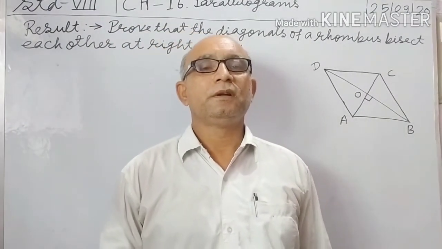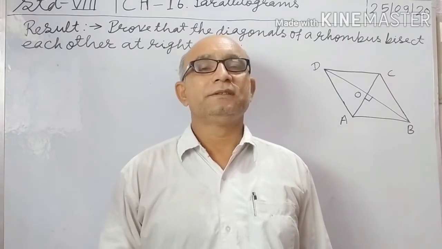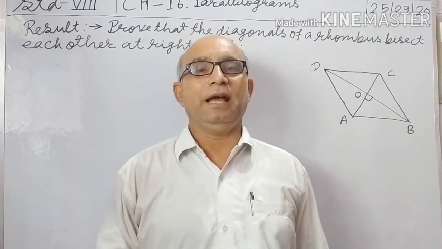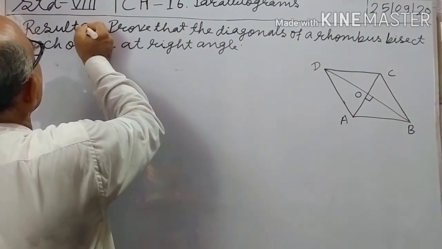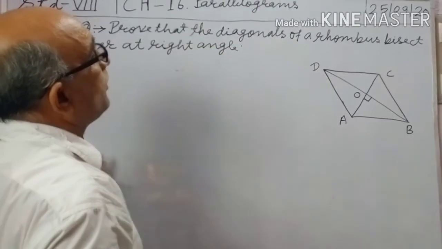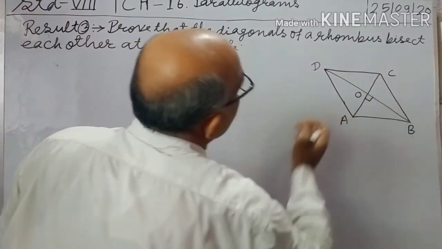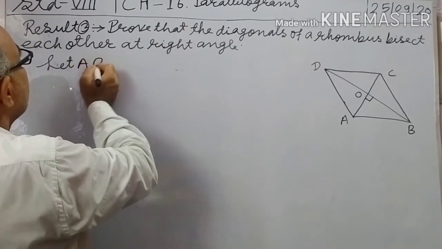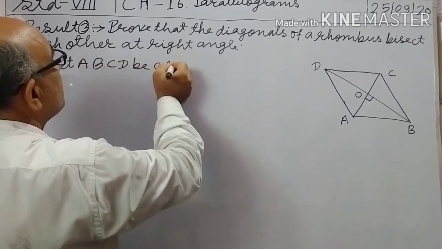Students, now result 3. Prove that the diagonals of a rhombus bisect each other at right angle. So let ABCD be a rhombus.